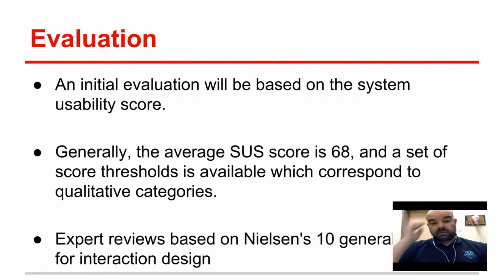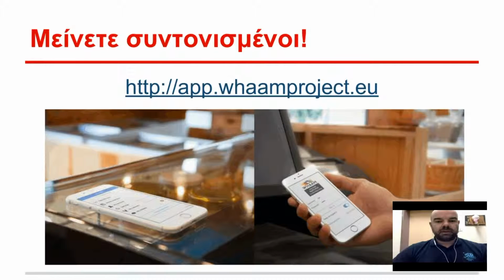The evaluation, an initial evaluation, will be based on the System Usability Scale, the SUS. Generally, the average SUS score is 68, and there is a set of score thresholds available, which correspond to qualitative categories. We are aiming for an SUS score above 68. Also, we are preparing some expert reviews based on Nielsen's general principles for interaction design to be used for the evaluation of the application.